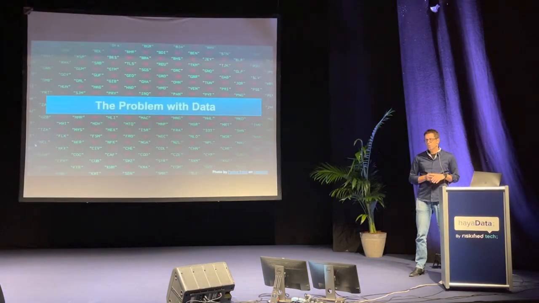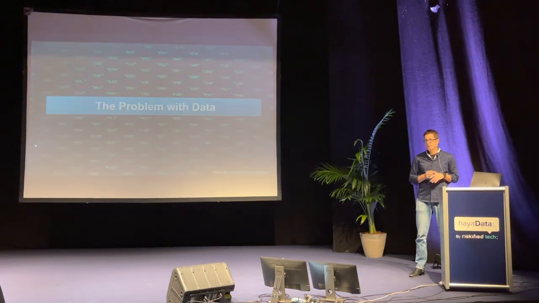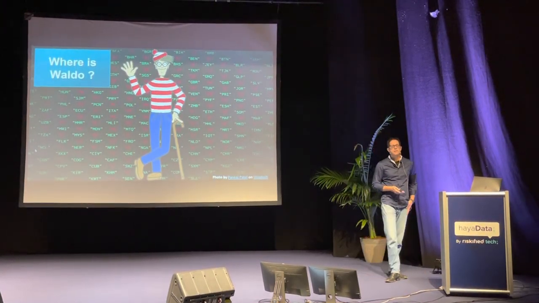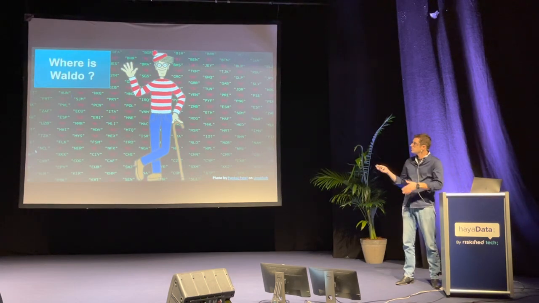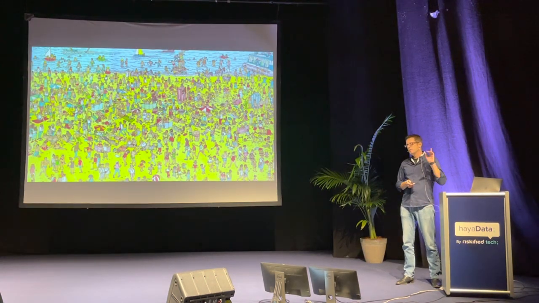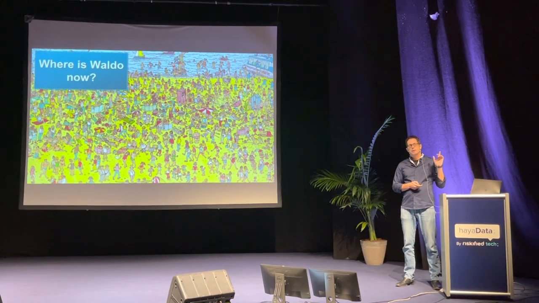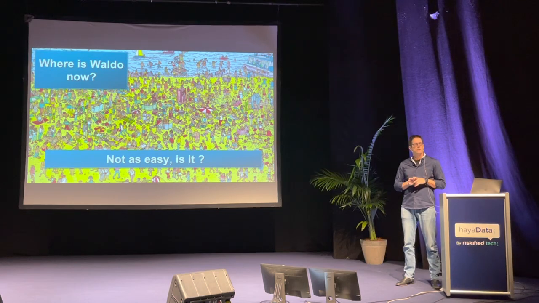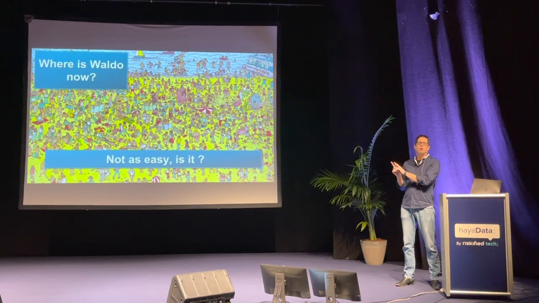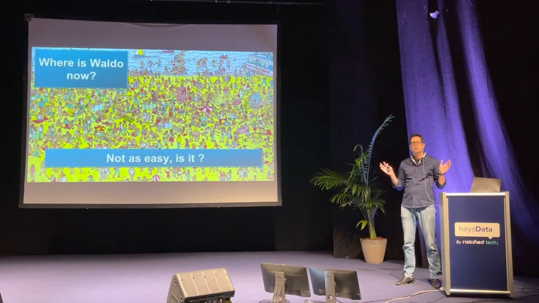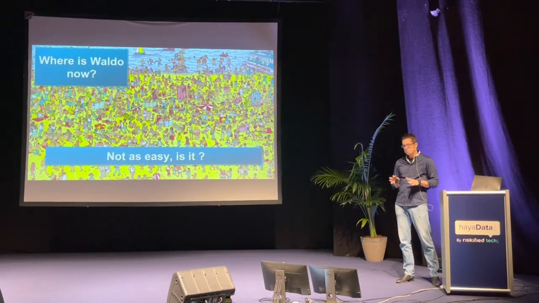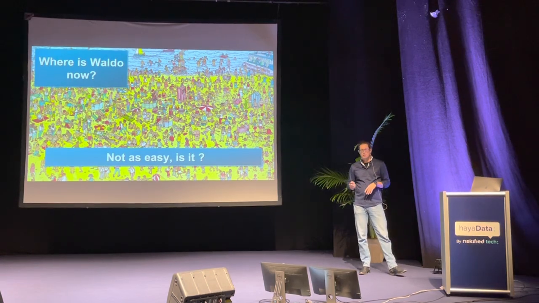I want to start off with the problem with data. If you look at this image, you can see Waldo. If I ask you where Waldo is, it's obviously very easy to find him. He's right there. But if I ask you where Waldo is now, that's not so simple. And the more people we have here, the more difficult this becomes. So this is not a property of Waldo. This is a property of the amount of people around Waldo. And the same thing happens with data. The more data you have, the harder it is to do certain things. We'll talk about them in this talk.